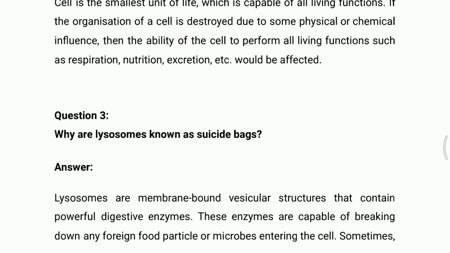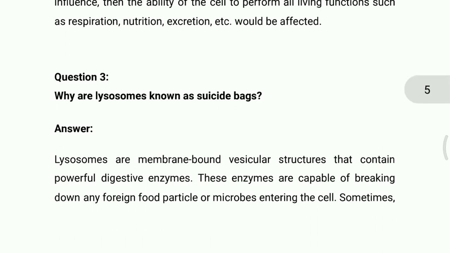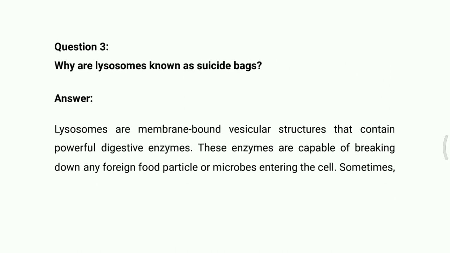Question 3. Why are lysosomes known as suicide bags? Answer. This question was very important. This question is asked in exams always.